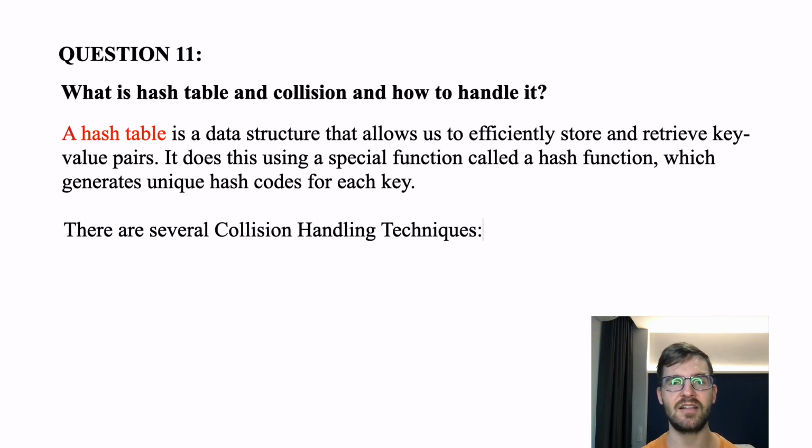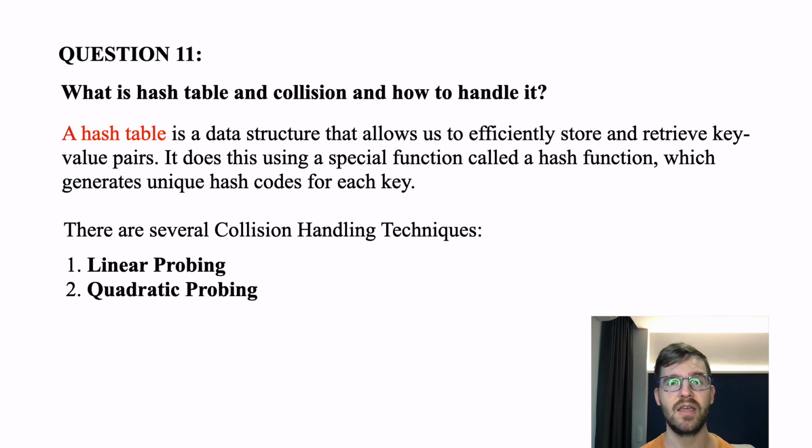There are several collision handling techniques. First one is linear probing. In this method, when a collision occurs, the algorithm searches for the next empty slot by incrementing the index until an empty slot is found. Second one is quadratic probing. Similar to linear probing, but instead of incrementing by 1, it increments by a quadratic function of the attempt number. Number 3. Double hashing. This approach uses a secondary hash function to calculate the step size for probing. If collision occurs, it applies the secondary hash function to find the next available slot.